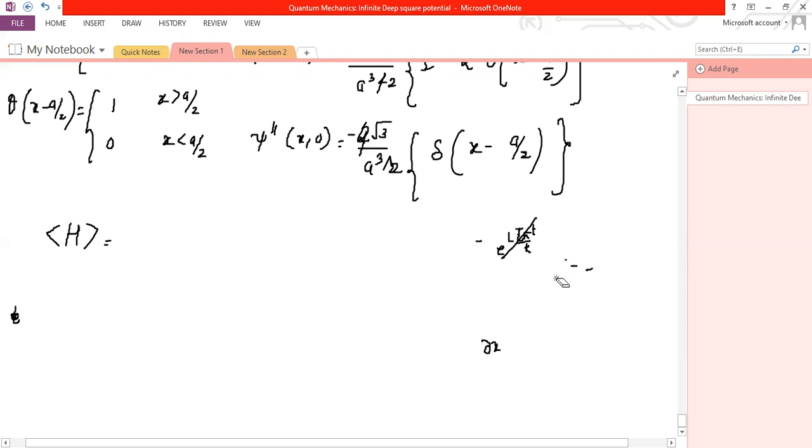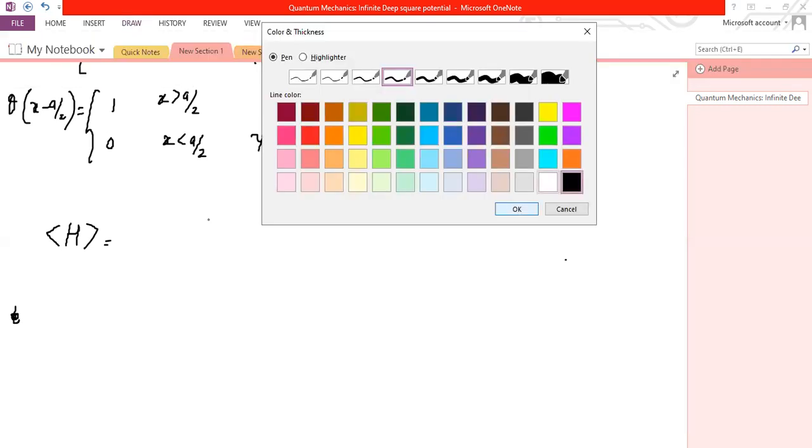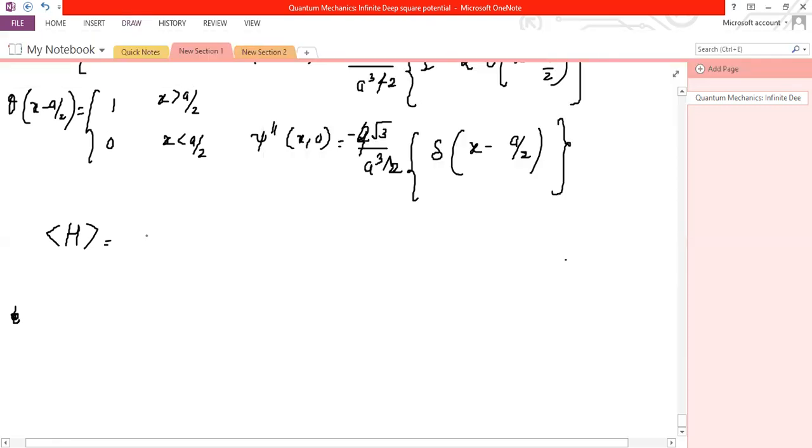Now let us find it the way we were supposed to find it. I'm not going to use the formula summation of mod Cn whole square En. I'm going to do it traditionally. So traditionally, we do the integral from 0 to a of psi star times minus h bar squared upon twice m, and then we have del square psi upon del x square.